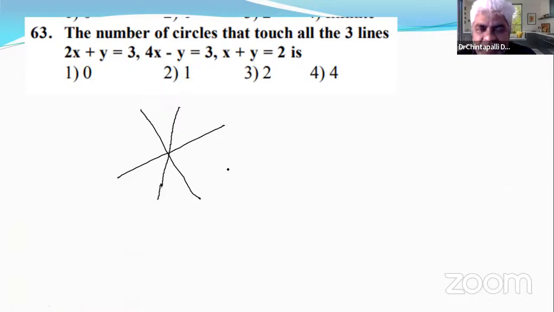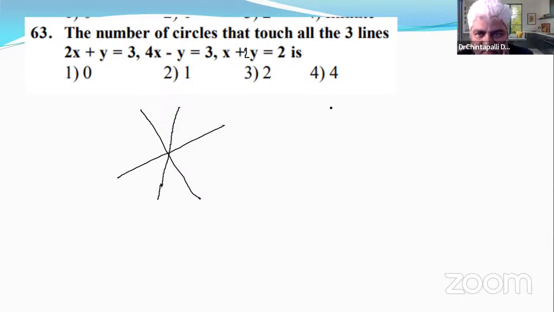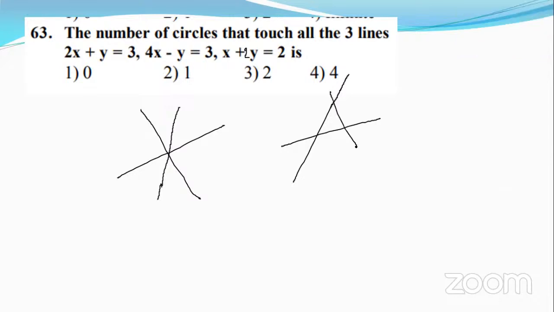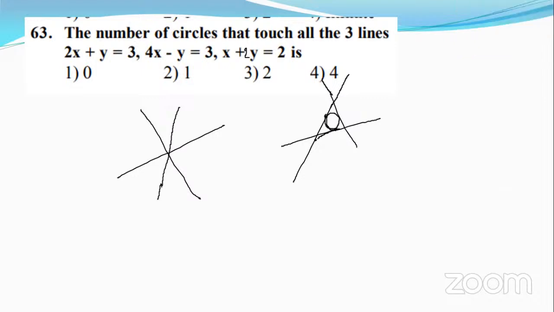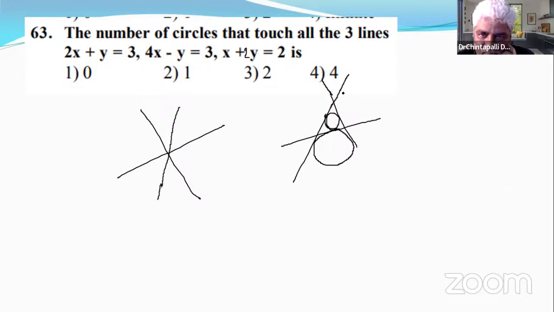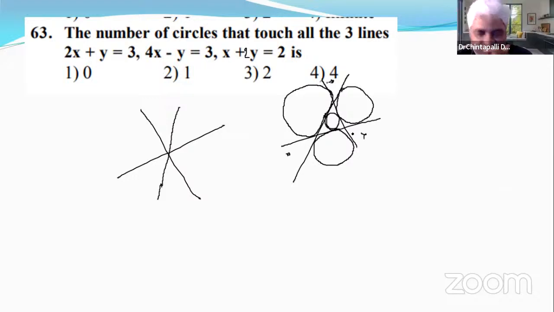If the three lines are not concurrent, I'm giving three lines, for example, this way. What's your answer? Only one? That means the first two intersect, this is the third line, maybe something like this. The number of circles which touch all the three lines is one? Of course it is one circle. No, this is also a circle touching all the three lines. So it will be four. It is not a circle because it touches only two lines, it's also only two. So only four.